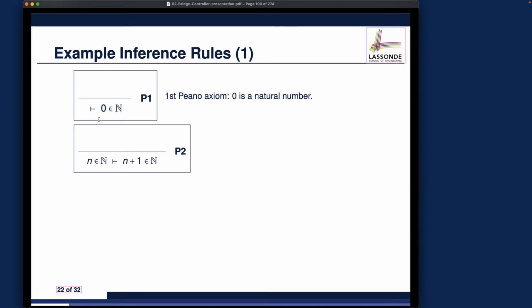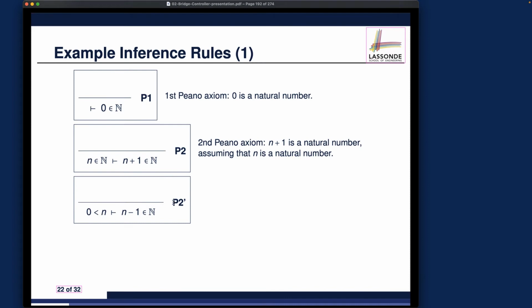All right, Peano axiom number 2, which is something we just talked about. n plus 1 is a natural number, assuming that n is a natural number. So this sequence is automatically an axiom, or automatically a theorem. You don't need to provide any further justification. And there's a variant of Peano axiom number 2, which I would just call P2 prime, which might also be very useful. We're saying that n minus 1 is a natural number, given that n is positive. That also makes sense. And you can also claim that this sequence is automatically proved without any further justification.